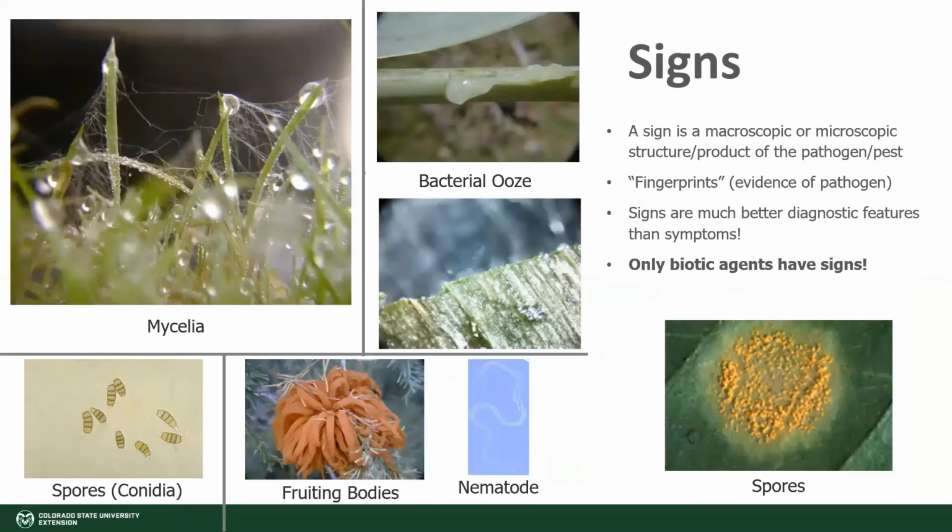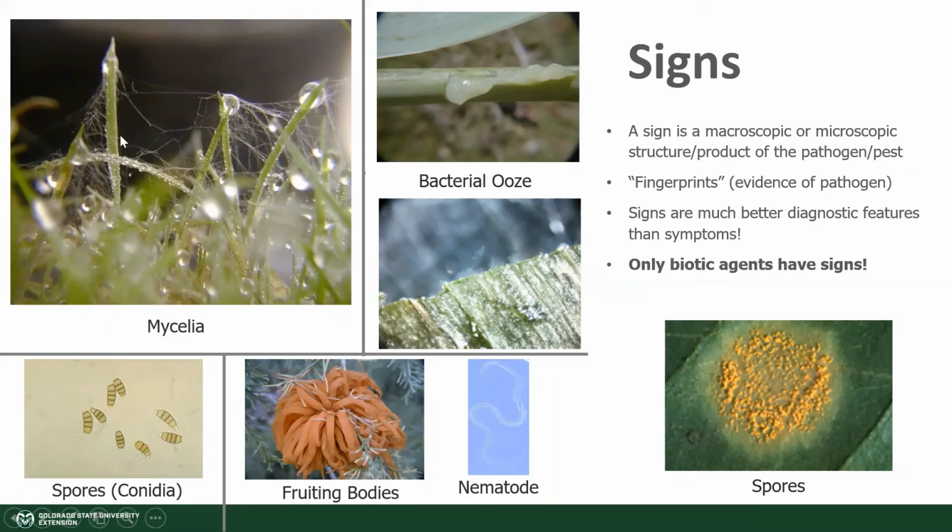Signs are either microscopic or macroscopic. They are the product or they are a part of the structure of the pathogen or the pest. What I like to call them is the fingerprints, because it's the evidence of the pathogen. Therefore, because you can see the evidence of the pathogen, they are a much better diagnostic feature than the symptoms, because it's not just the plant having it, it's actually the pathogen. But of course, only biotic agents can have signs. So something that is alive is going to leave you either a product or the evidence of it. We have examples here of signs.